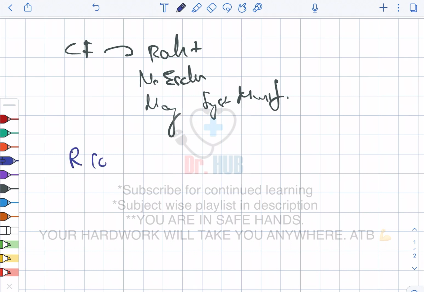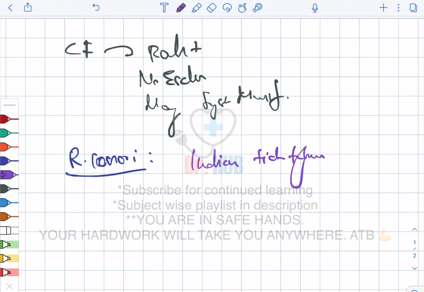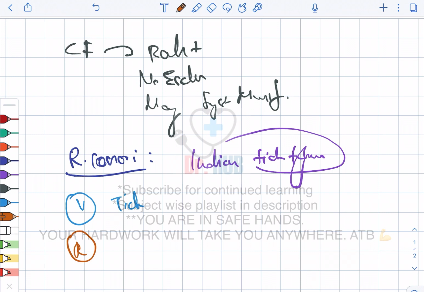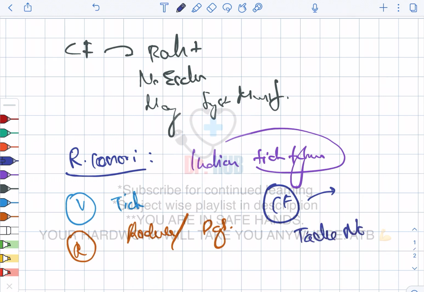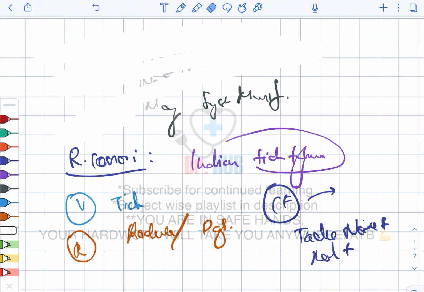Next, looking at R. conorii. In case of R. conorii, the disease is Indian tick typhus. And here, looking at the vector, it is the tick. And next, moving on to the reservoir. The reservoir is the rodents as well as the dogs. And now looking at clinical features, it includes the tache noire positive as well as the rash is positive.